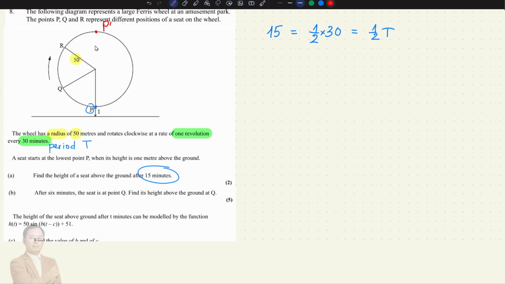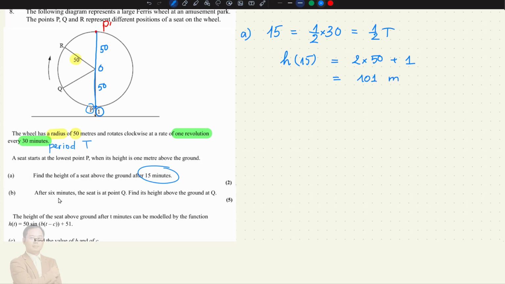height of this point will be maximum, and that maximum height is calculated by adding the two radii here, 50 meters and then another 50 from the center O to that top point, which is the diameter, 100 meters, of the Ferris wheel. And then do not forget to add the 1 meter initial height of the point compared to the ground. Therefore, our answer for question A after 15 minutes is 2 times 50 plus 1, which is 101 meters.